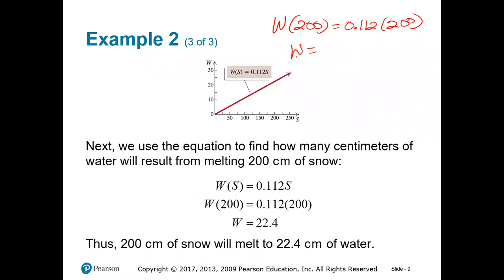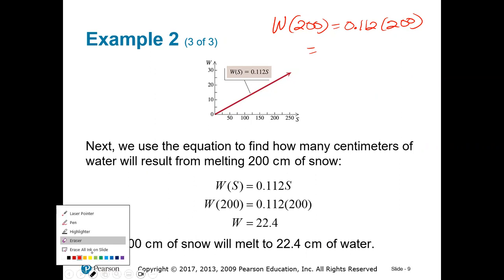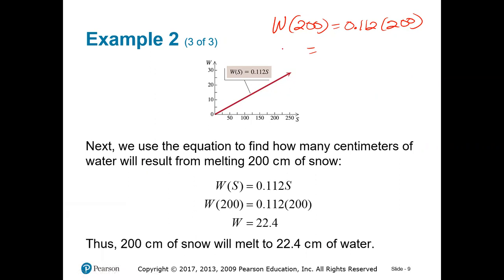So that gives me W of S, which is W of 200. I'm just putting W in. So we're going to multiply 0.112 times 200, and we're going to get 22.4 centimeters of water. And that answered our question.